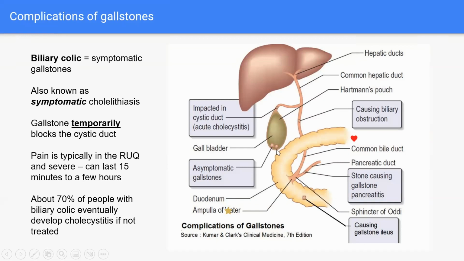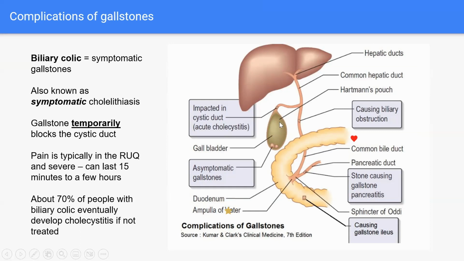Cholelithiasis is having gallstones. And when you're symptomatic, that's called symptomatic cholelithiasis or biliary colic, okay? That's when the gallstone temporarily blocks the duct. So it fits what our patient has been concerned about, right? He's been having these intermittent episodes of severe abdominal pain after eating, but now he's fine, right? Pain is also typically within the right upper quadrant because that's where the gallbladder is.